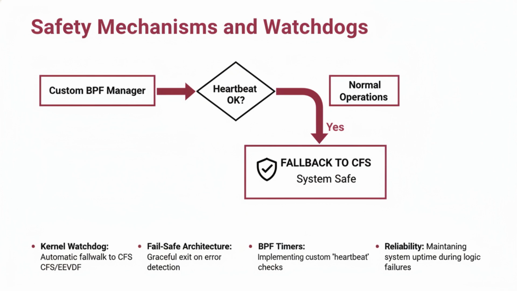Our custom manager should also implement its own heartbeat check. We use BPF timers to periodically verify that all DSQs are being drained. This fail-safe architecture ensures that even if our experimental custom logic hits an edge case, the system remains reachable and our high availability targets are not compromised. This is the safety net that allows for rapid innovation in production environments.